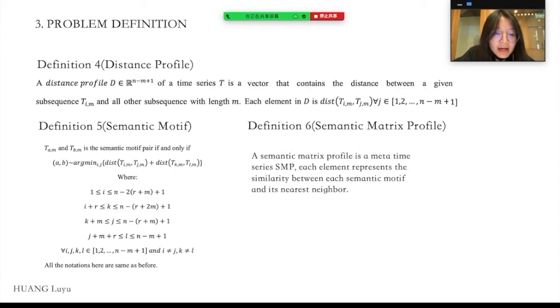A distance profile of a time series is a vector that contains the distance between a given subsequence and all other subsequences with length m. In semantic motif, a pair is the semantic motif pair if and only if it satisfies the following condition. Same idea as definition 4, we can use the semantic pair distance for each semantic motif pair to form a semantic matrix profile. A semantic matrix profile is a meta time series SMP. Each element represents the similarity between each semantic motif and its nearest neighbor.